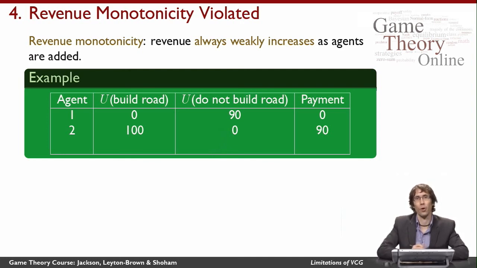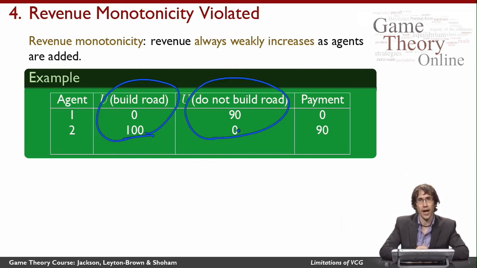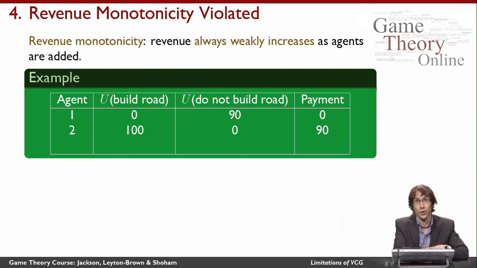So let's go back to the road building example with different numbers. Here we see a case where the utility for building the road is 100, the aggregate utility. The aggregate utility for not building the road is 90, and so we would choose to build the road, and we would charge agent 2 90 because that's the amount of utility that agent 1 would have if agent 2 wasn't around. So far, so good.